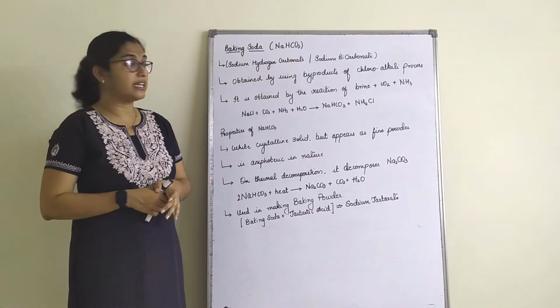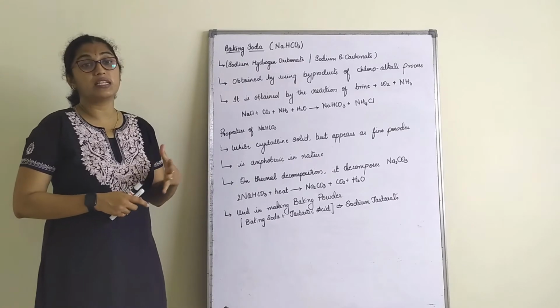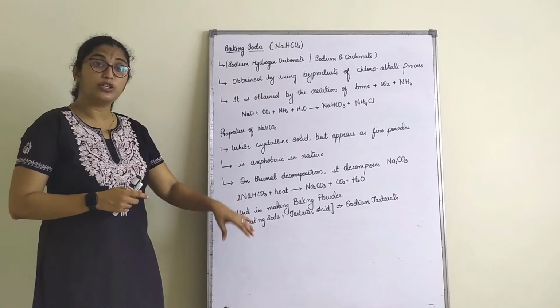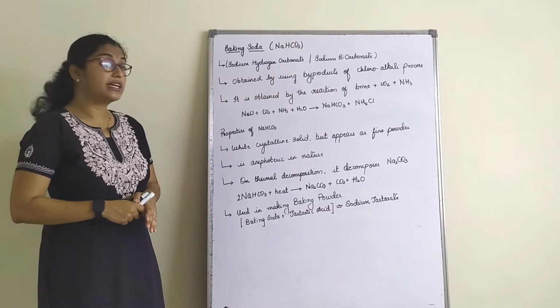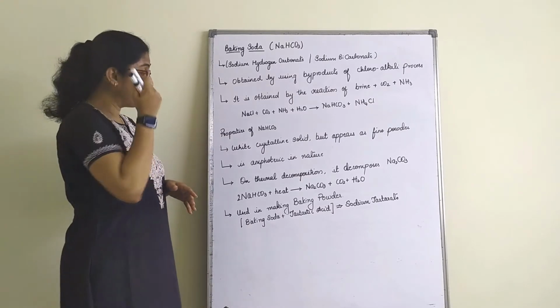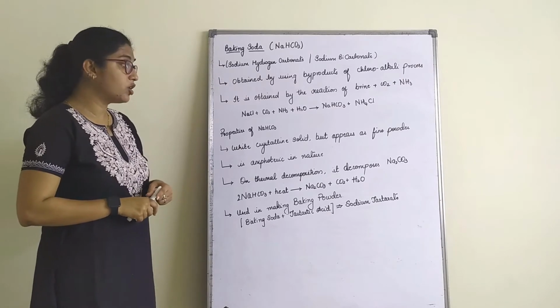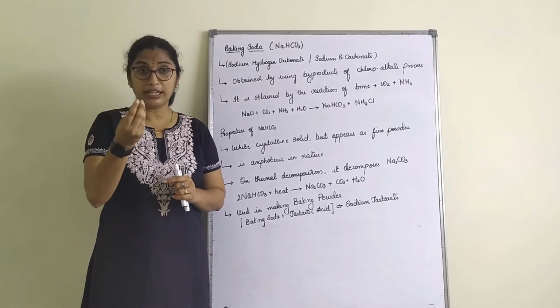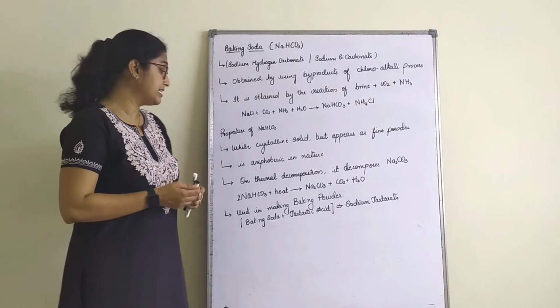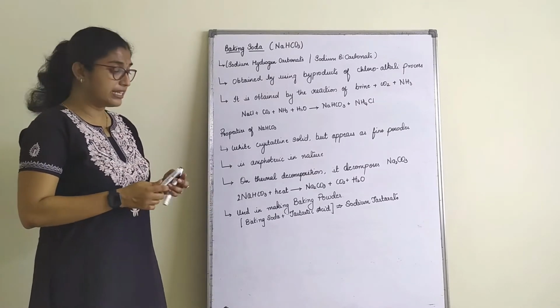One simple question can come. Usually questions on this are asked about application questions or uses of sodium bicarbonate. Now what are the properties of sodium bicarbonate? It is a white crystalline solid but appears as a fine powder. You all might have seen, touched sodium bicarbonate. Yes, it is amphoteric in nature.